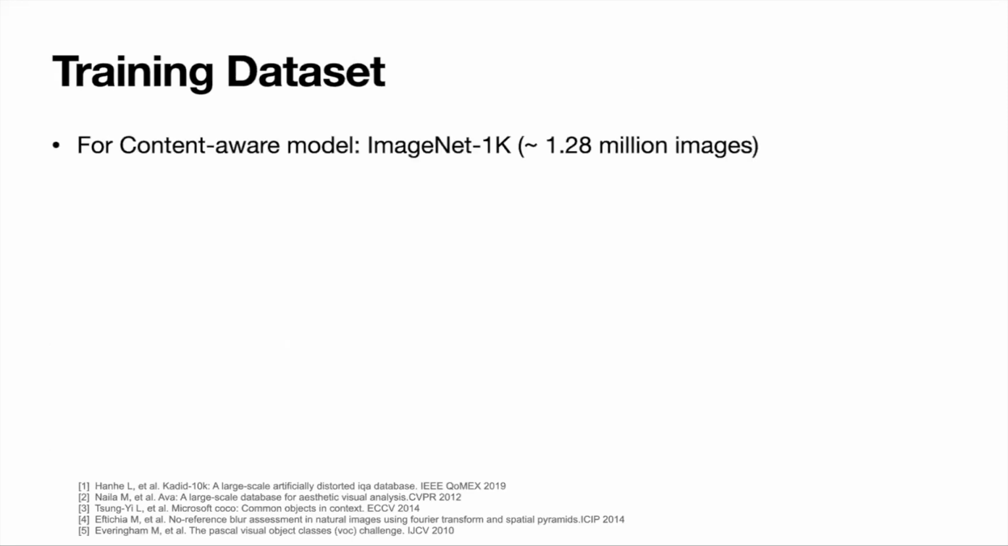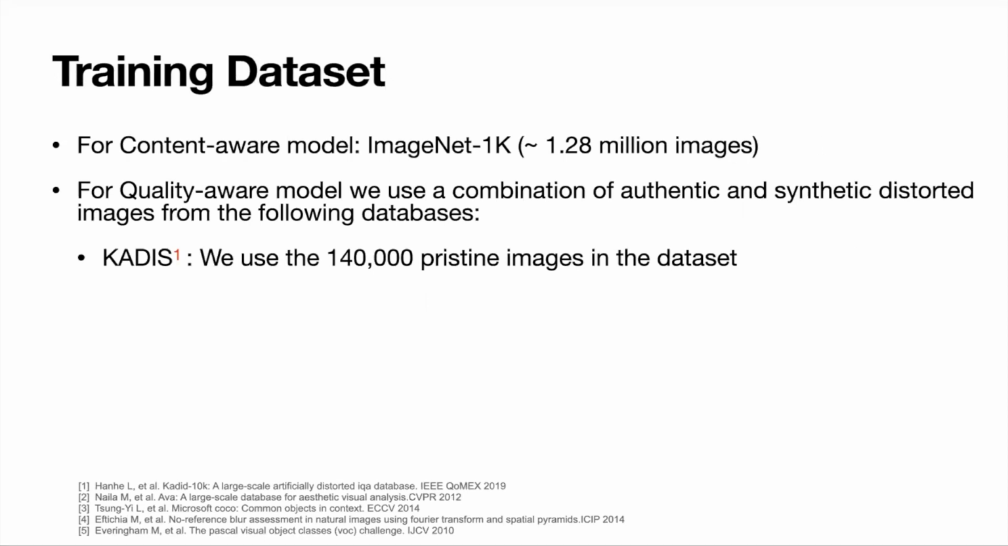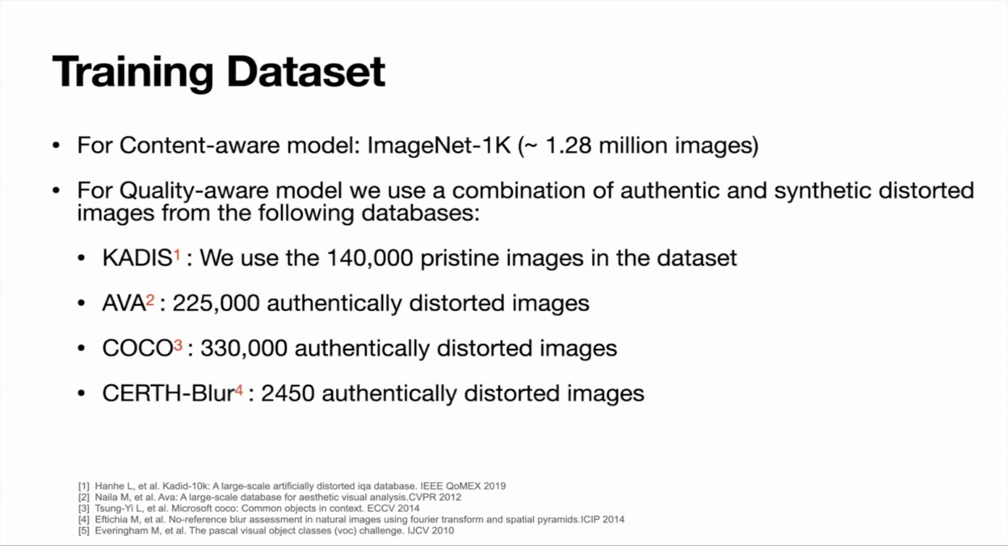The content-aware model is trained on the ImageNet 1K database, which consists of 1.28 million images. For training the quality-aware module, we use a mix of multiple datasets to expand the range and variety of the training set. The mix includes 140,000 pristine images from the CADIS dataset, along with approximately 600,000 authentically distorted images collected from AVA, COCO, CERTH, and Pascal VOC.